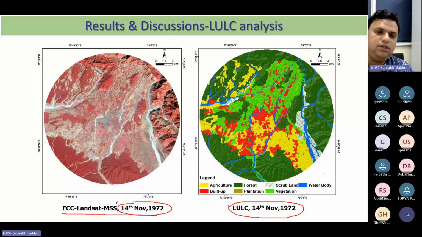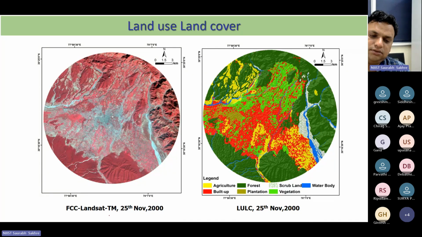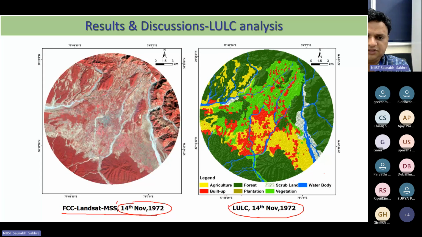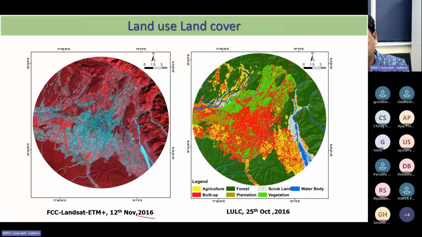So this is the false color composite of 1972 and this is the land use land cover analysis of 1972. Then on the left side, what you are seeing is the FCC image of 25th November 2000, and here you are seeing the land use land cover image of 2000 with the same classification. And the third one is of 2016. We did this study in 2016, so the latest one available with us is of 2016. Here you can see that the FCC is clear. This built up area has increased as compared to the previous one, where it was more patchy vegetation. Similarly, the land use land cover.